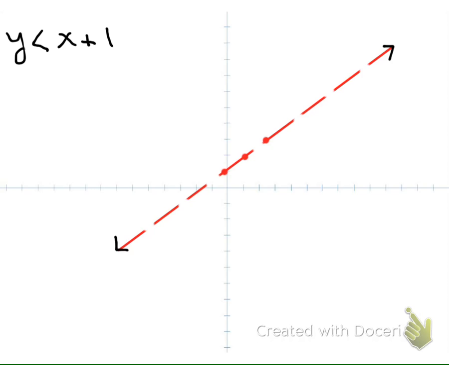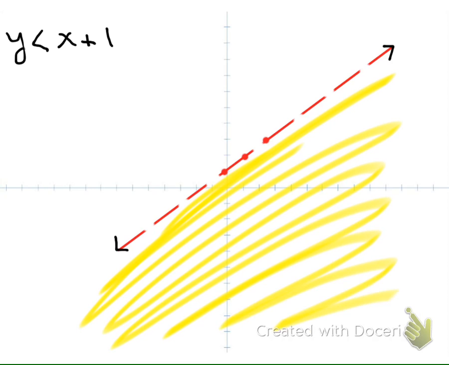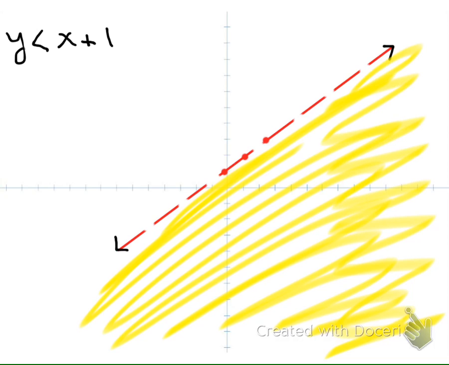And then we got to shade. Where are we going to shade? Shade below. That's what we've been doing lately. So 6.6 is about systems of inequalities. Remember we had systems of equations, and that's where the two lines cross?